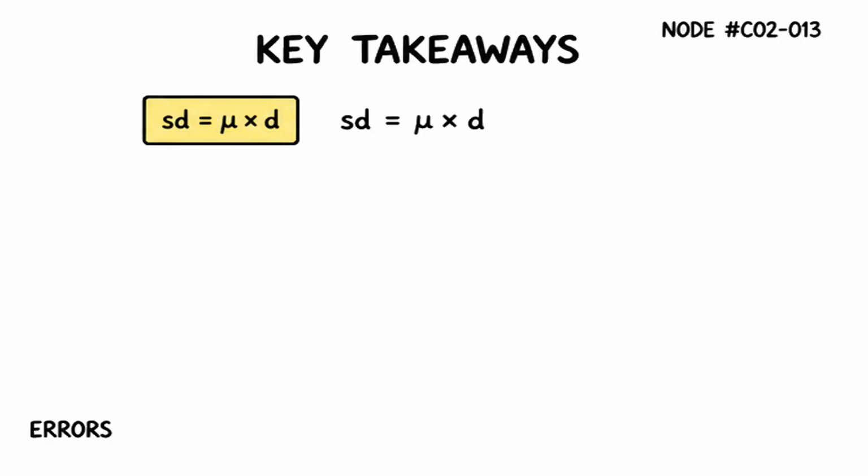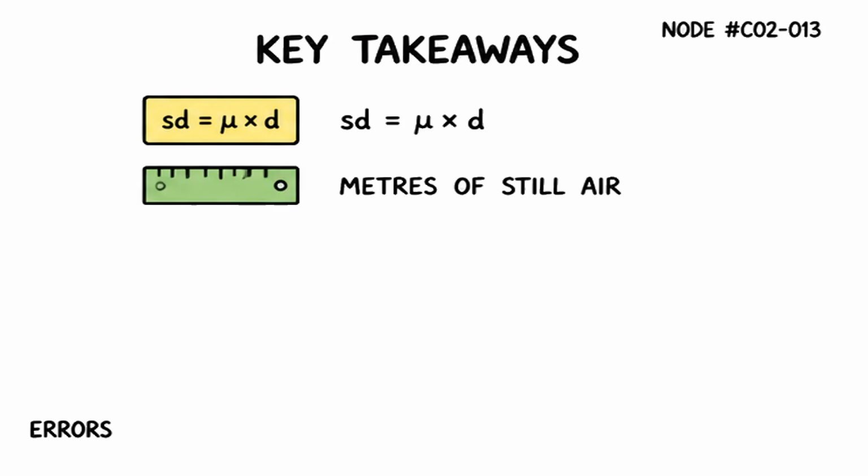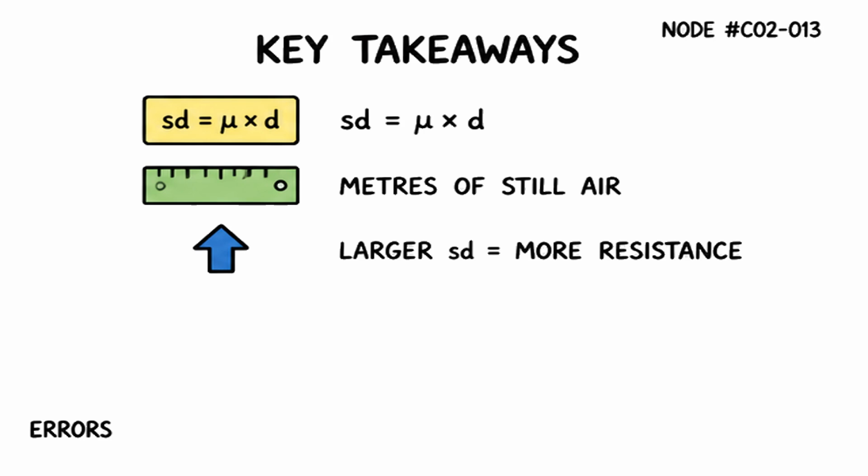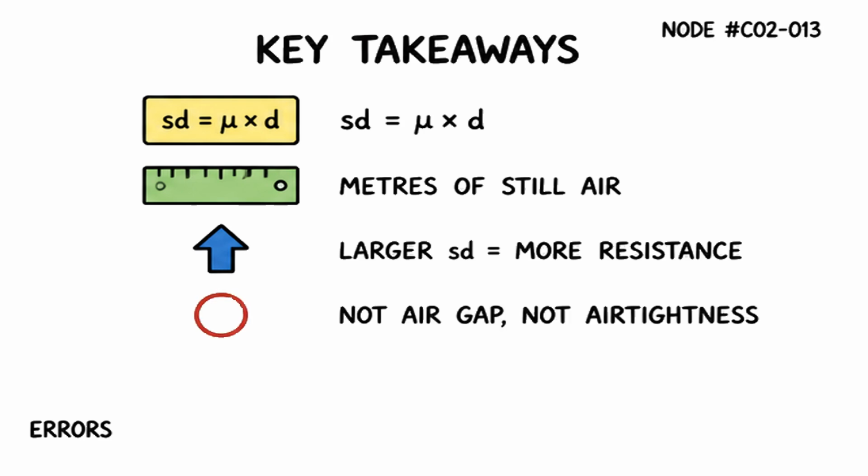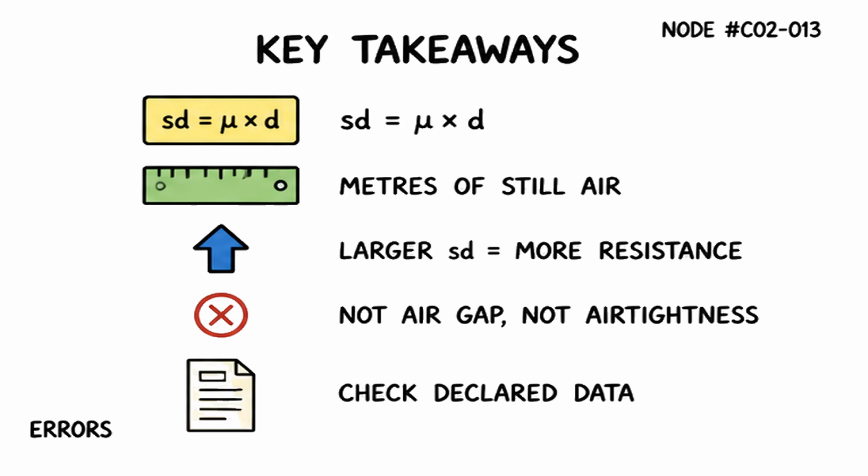SD equals mu times d. It is equivalent air layer thickness in meters. Larger SD means greater diffusion resistance. SD is not an air gap, not air tightness, and not a full wall verdict. Always check declared data and local requirements.